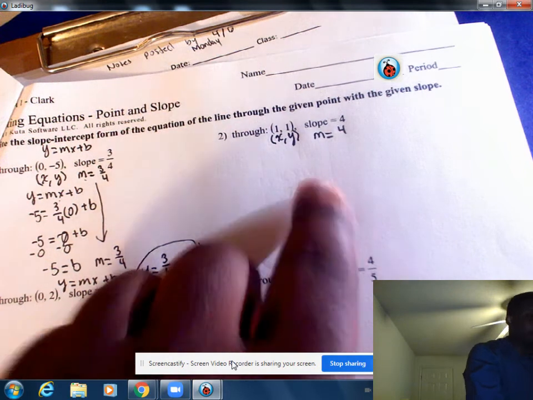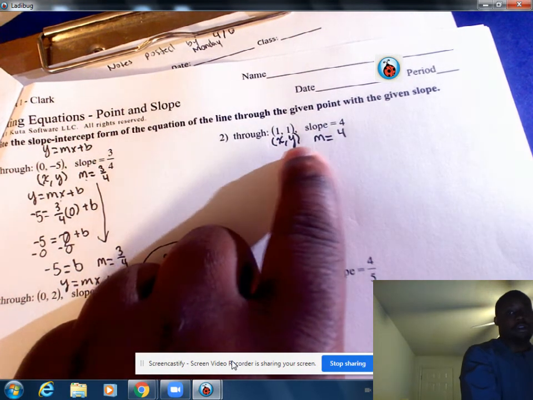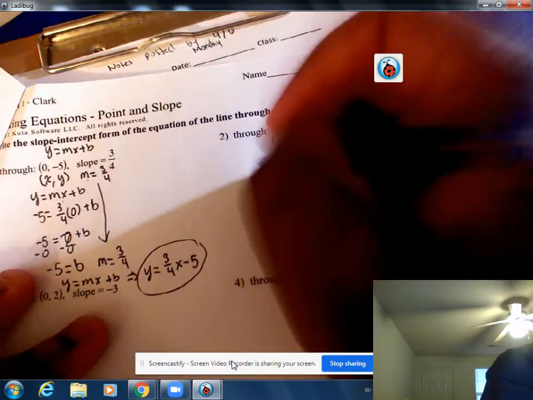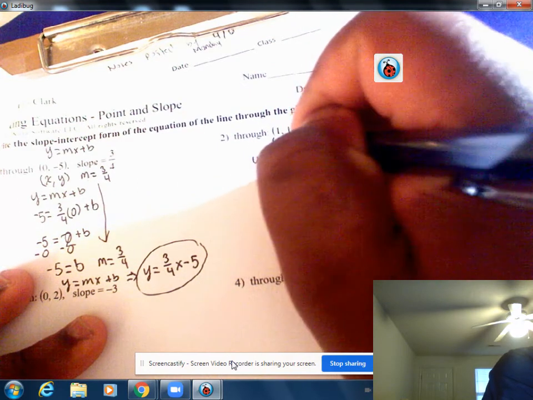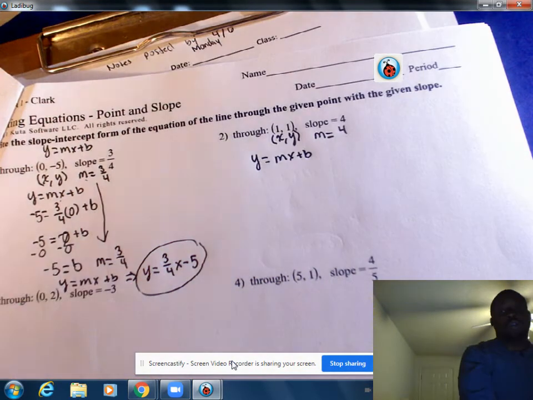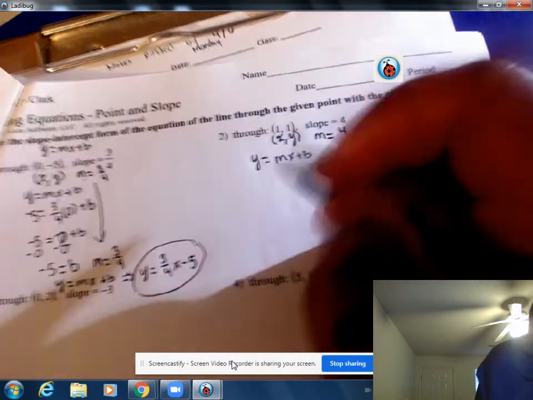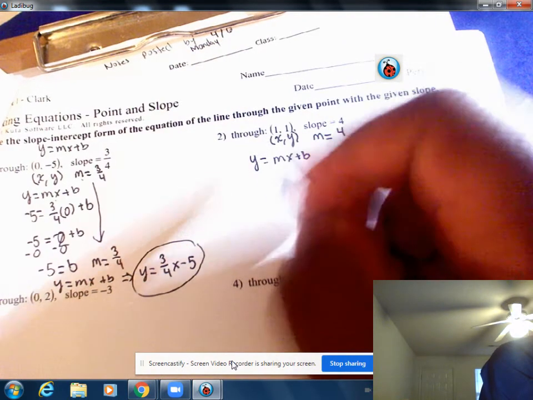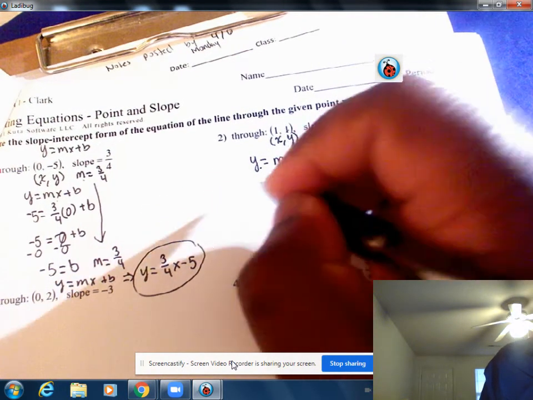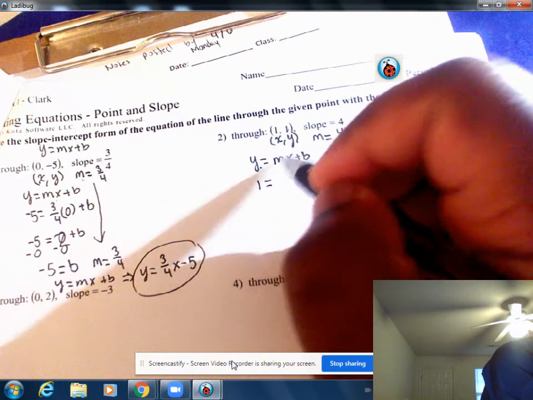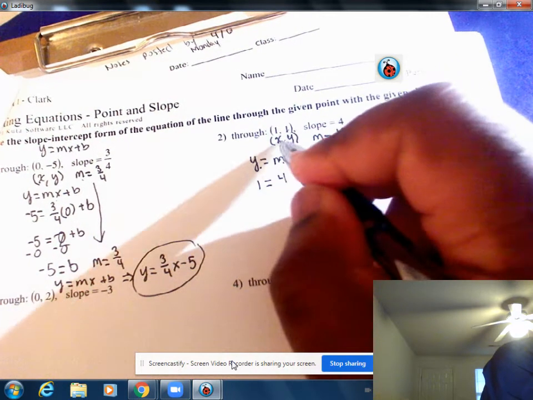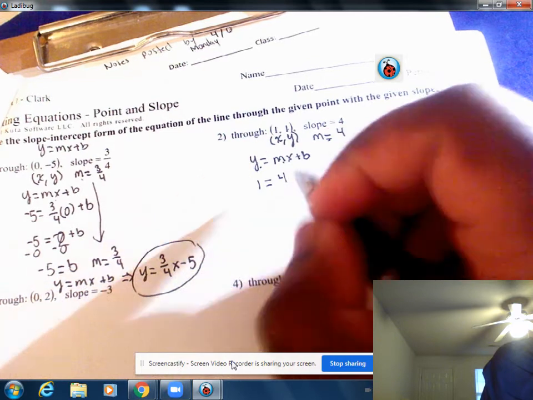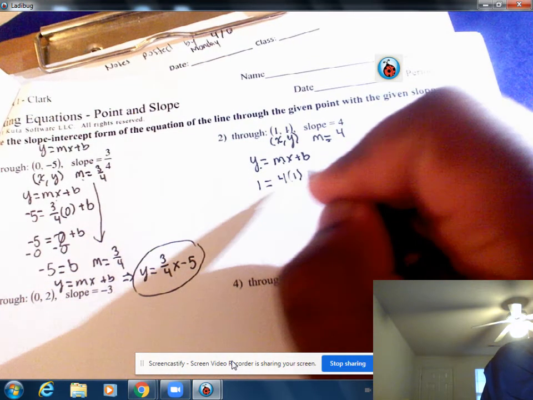Again, once you have everything that they've given you, we identified everything, rewrite your equation. Y equals mx plus b. Okay. Once we got the equation now, plug it in. All right. So we know that y is 1. So it's 1 equals. We know that m is 4. All right. We know that x is 1. So I'm going to just substitute that 1 there.